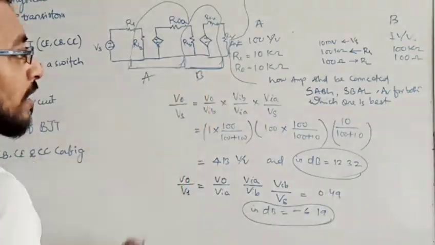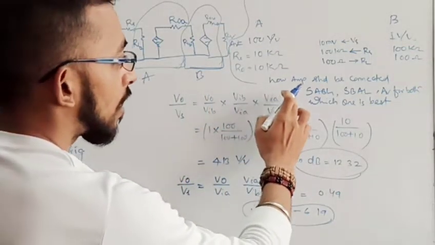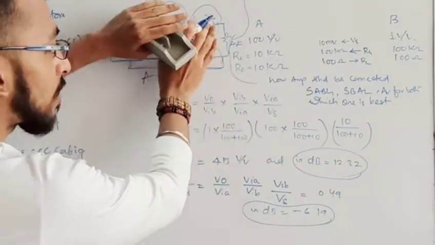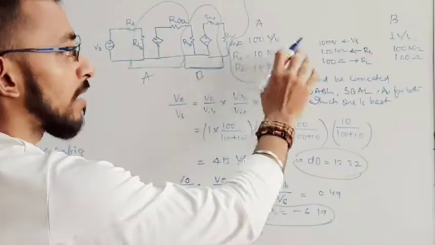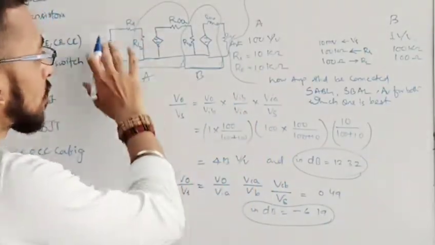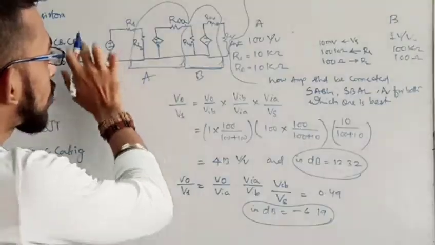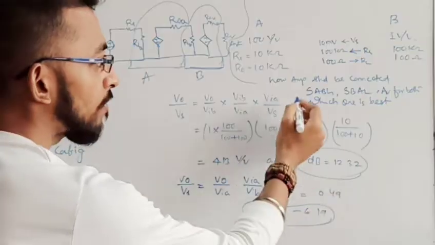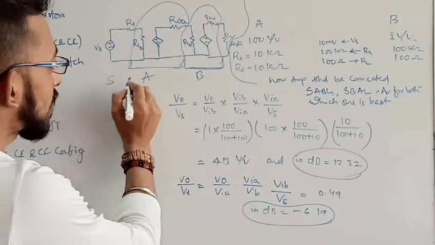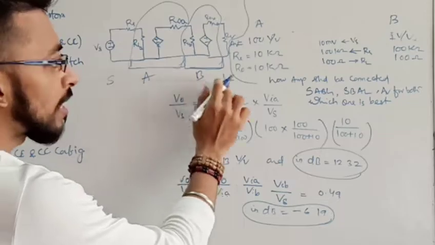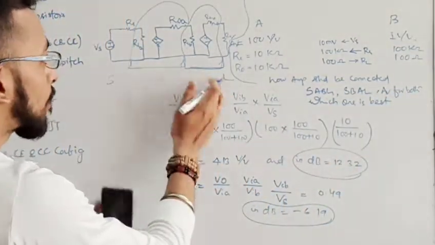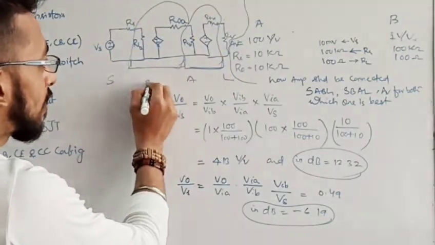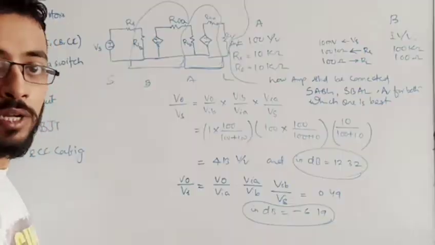Now it is asked how the amplifiers should be connected. If it was given only a source and a load, and my two amplifiers A and B are cascaded, this will be the connection. This is the source part, this is amplifier A, this is amplifier B, this is the load part. So what will be the gain if I connect like this, S, A, B, L? And if I interchange A and B, putting B over here and A over here, S, B, A, L, then what will be the gain? Then it is asked which one is the best.